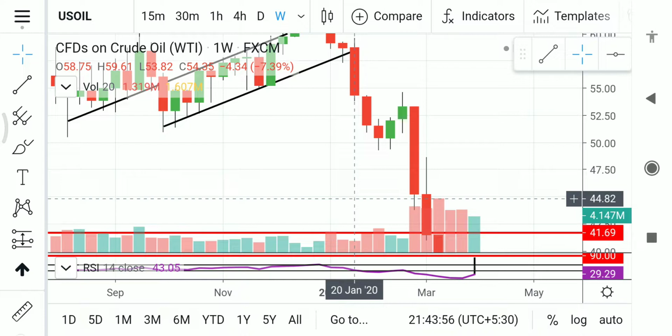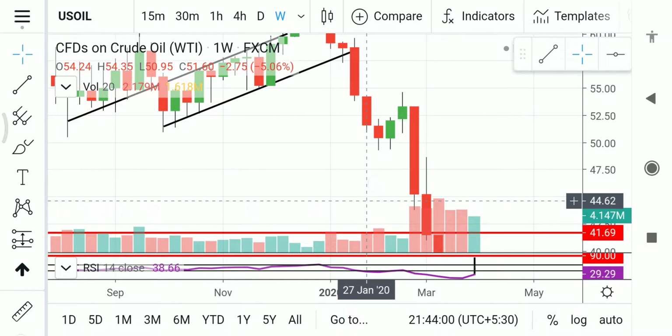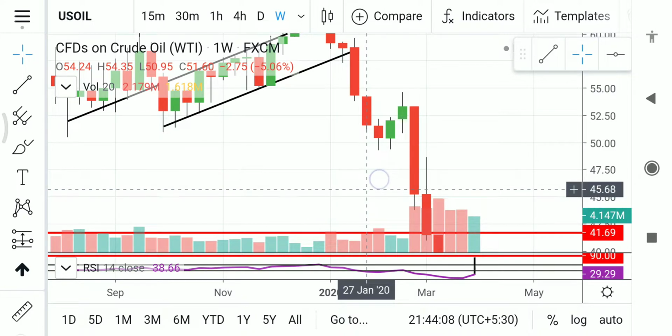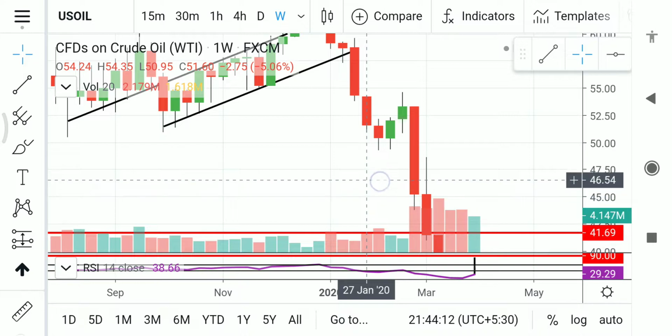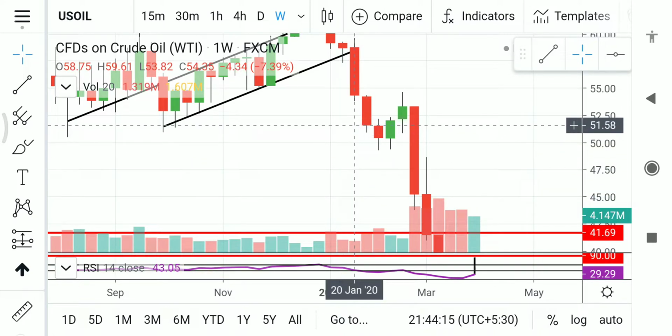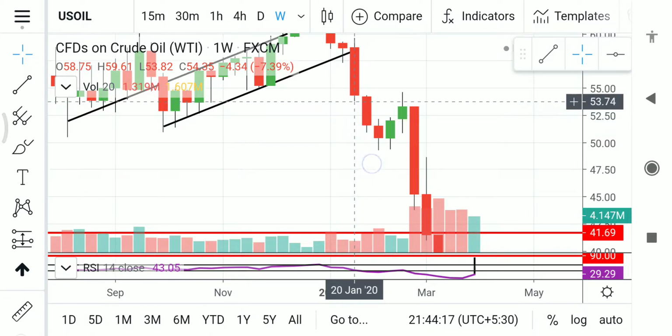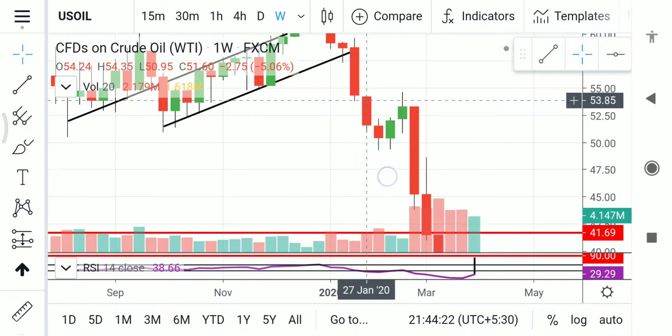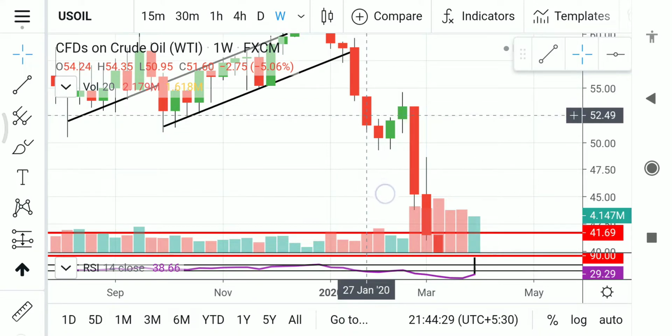From 20th January, the low of 20th January got broken by the 27th January candle. During those 5 trading days, from 27th January to somewhere around February 2, the low of 20th January, near 53.82, got broken. If the low gets broken, then we can assume the trend is going to resume or still be bearish.